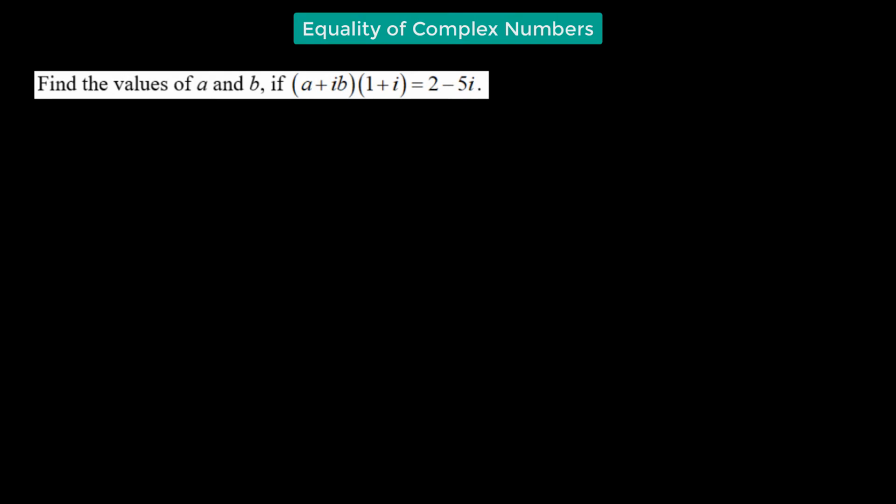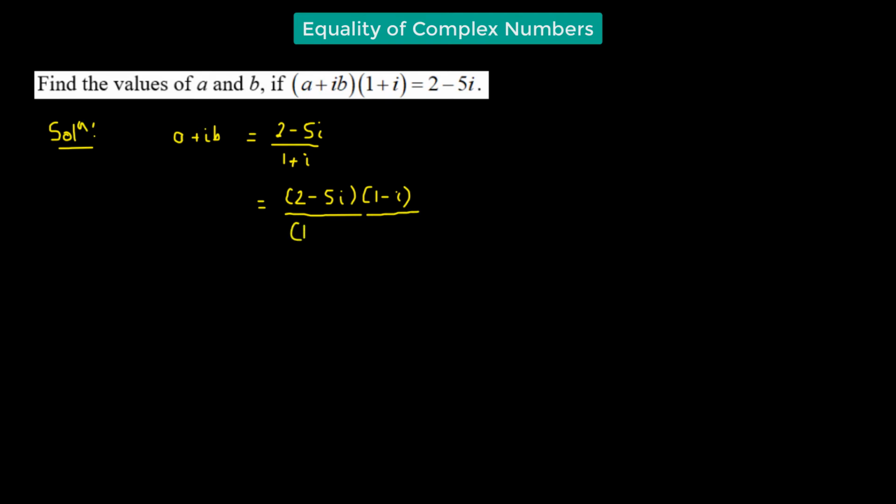This question is very much similar to the previous one, so we have to find the value of a and b. So to do that, we're going to divide both sides of the equation by 1 plus i, so that gives us 2 minus 5i divided by 1 plus i. Then we multiply both numerator and denominator by the complex conjugate of the denominator, which is 1 minus i.